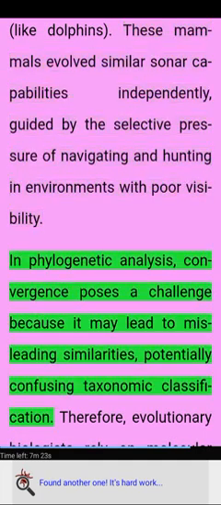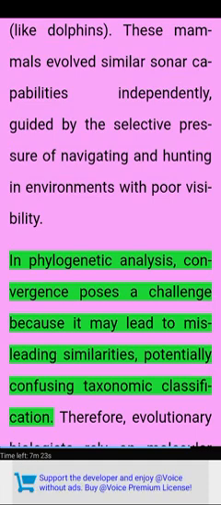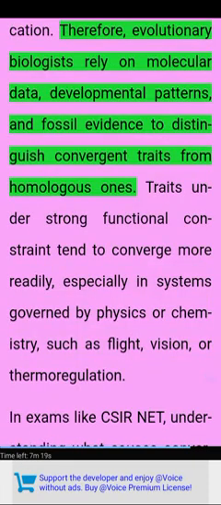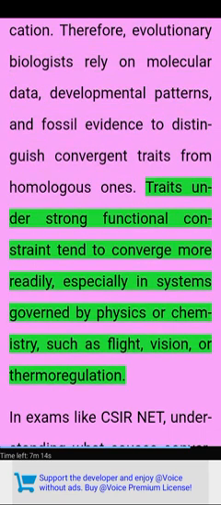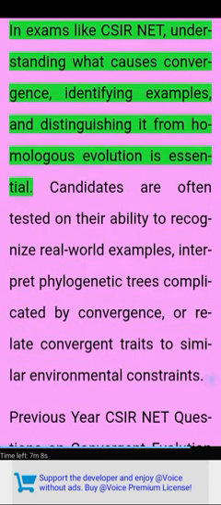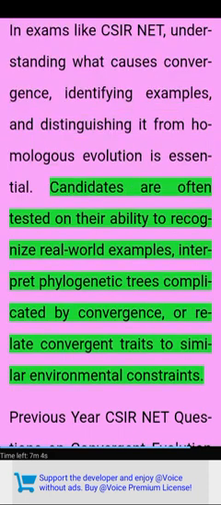In phylogenetic analysis, convergence poses a challenge because it may lead to misleading similarities, potentially confusing taxonomic classification. Therefore, evolutionary biologists rely on molecular data, developmental patterns, and fossil evidence to distinguish convergent traits from homologous ones. Traits under strong functional constraint tend to converge more readily, especially in systems governed by physics or chemistry, such as flight, vision, or thermoregulation. In exams like CSIR-NET, understanding what causes convergence, identifying examples, and distinguishing it from homologous evolution is essential. Candidates are often tested on their ability to recognize real-world examples, interpret phylogenetic trees complicated by convergence, or relate convergent traits to similar environmental constraints.